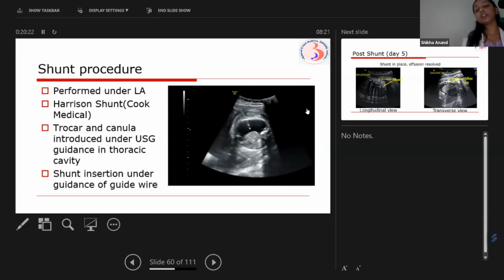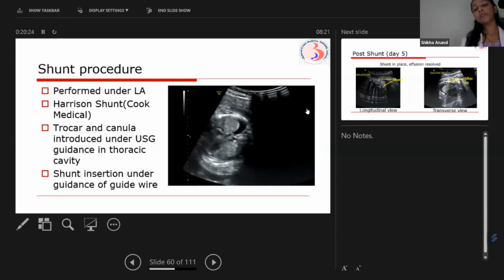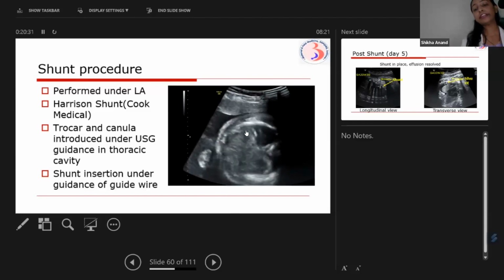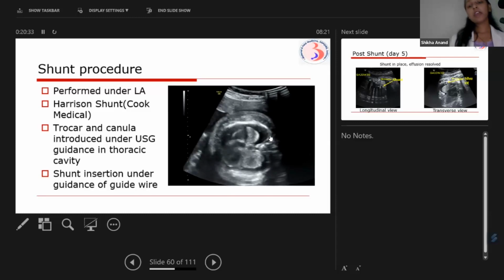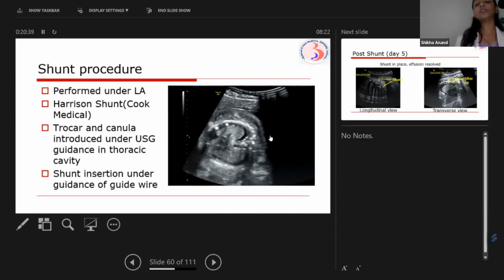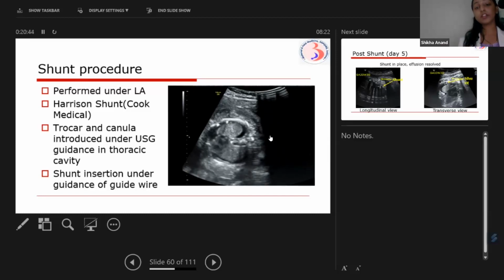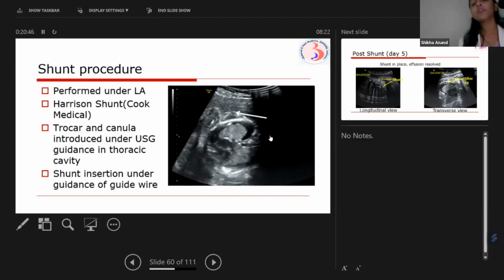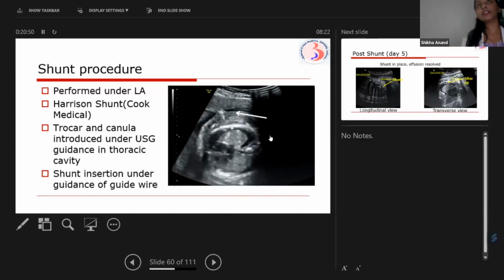We enter the thoracic cavity by using the trocar and cannula. As we enter the thoracic cavity, because of the pressure, the fluid starts to come out. You can see in the video, the fluid immediately decreases. And then at this point, we load the shunt and take out the needle, with the help of the loader and guide wire. The shunt is placed in such a way that the coil goes inside the thoracic cavity and the bladder comes out of the chest wall.